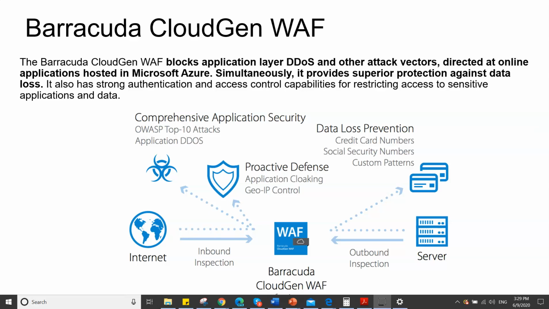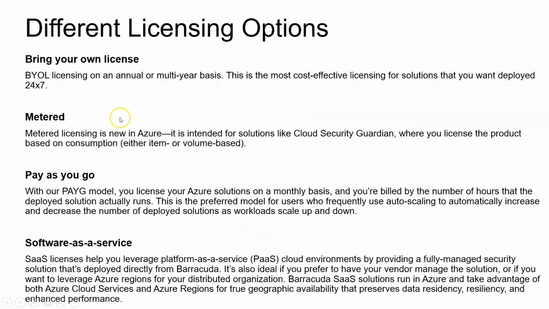Otherwise, this also prevents DDoS and the various attacks which are coming in through the public network. So you can see, it's a Barracuda CloudGen web application firewall. Outbound inspection and inbound inspection are there. Proactive defense and all the regular OWASP top 10 attacks, application DDoS, everything is enabled here. So coming to the different licensing options, this is the reason I wanted to show you. Bring your own license. You can buy your own license and configure on the servers wherever you need it. This license can work on a multi-year basis or annual renewal basis.